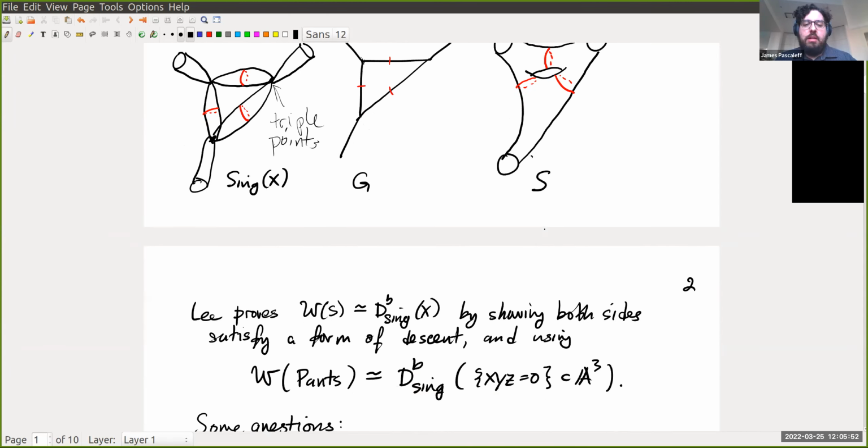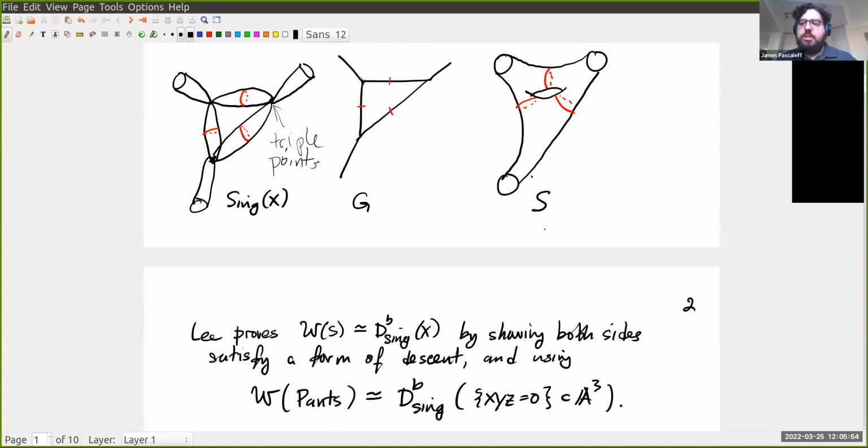And how does Lee actually establish this? Well, she proves that both sides here. So this D^b_sing thing, that's something built from some kind of coherent sheaves on X. So it's coherent sheaves. What is it? It's Coh(X) mod Perf(X), D^b Coh(X) mod Perf, right? And you can prove that that object satisfies some form of descent.